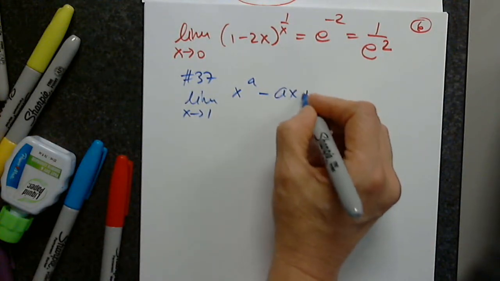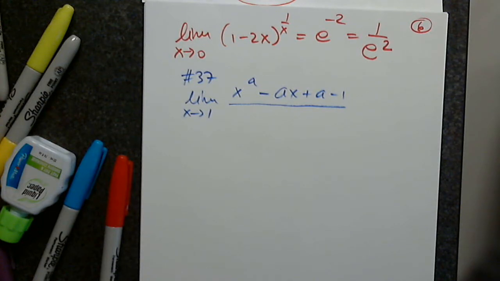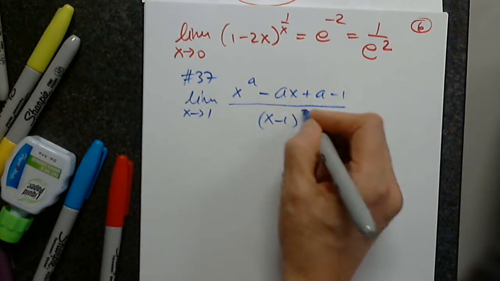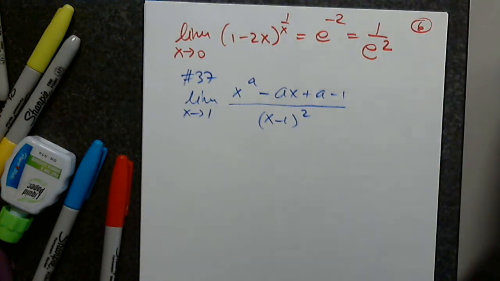x to the a minus 1 divided by x minus 1 squared. That's fine. So all these with a function raised to a function are from 55 through 66. That's okay. This was a good choice.